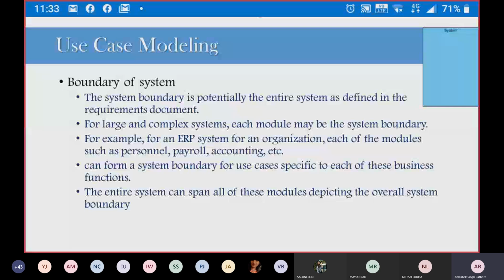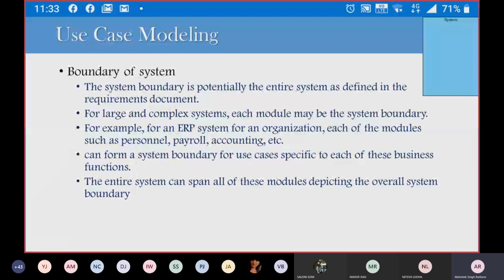So you have to restrict your system with a particular boundary. When we are developing a large and complex system, each subsystem has its own boundaries, so you have to identify the different boundaries available. For example, in the ERP system of an organization, each module, like personnel, payroll, accounting, attendance, and so on, has different boundaries.